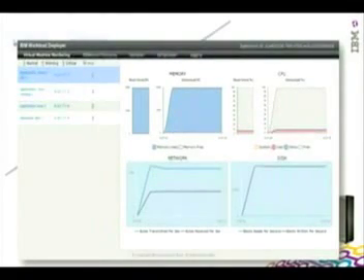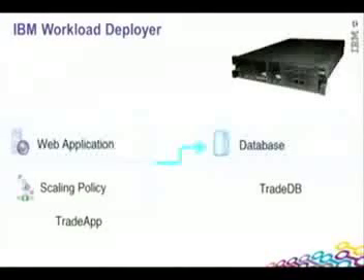So we need to figure out how to add elasticity to the application to meet the demands that you're placing on it. So let's see how we do that. Workload Deployer supports the notion of policies that you can attach to your application and describe the behavior that you need when that application is running on the cloud. With Workload Deployer, adding these policies is really simple.